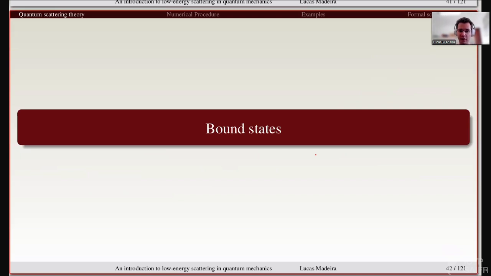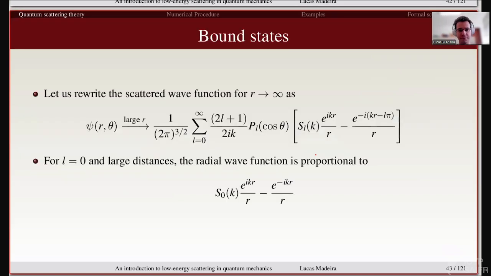So I've been talking a lot about bound states. If we go back to that wave function that I've written a couple of slides ago, we can see that if we consider the S wave part, L equals 0, and look at the behavior of our scattering wave function, we get something like this. We have an incoming spherical wave and an outgoing spherical wave, and that's multiplied by that S matrix element.